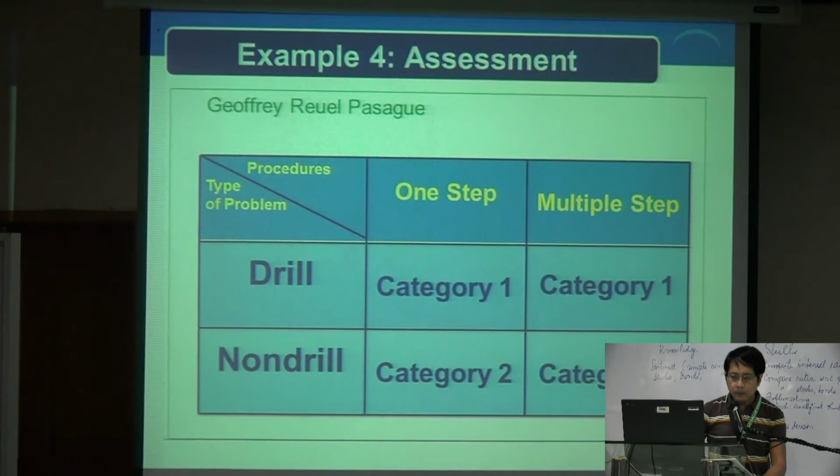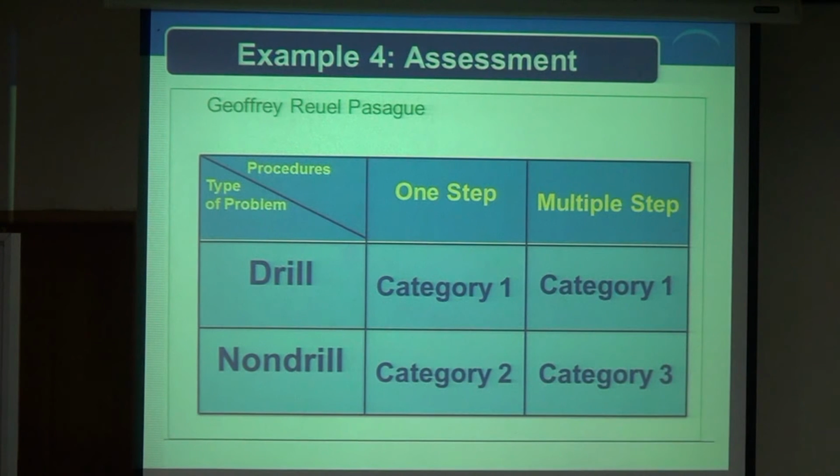The type of problems would be drill or non-drill, and the procedures could be one step or multiple steps. Category 1 is given to those problems that are drill in nature, whether one step or multiple step, and non-drill. Category 2 is non-drill one step and multiple step, and category 3 would be non-drill multiple step.